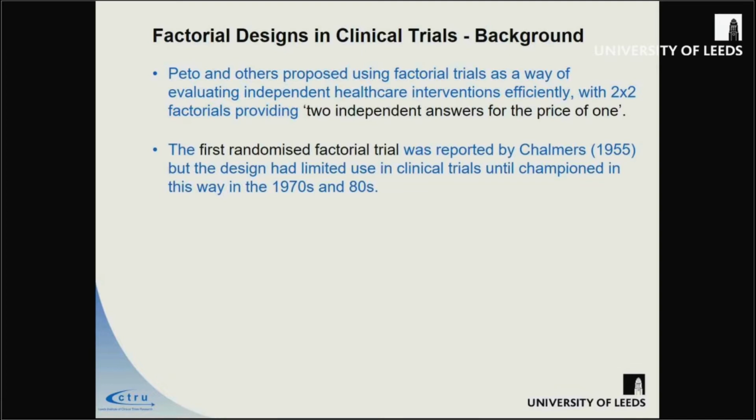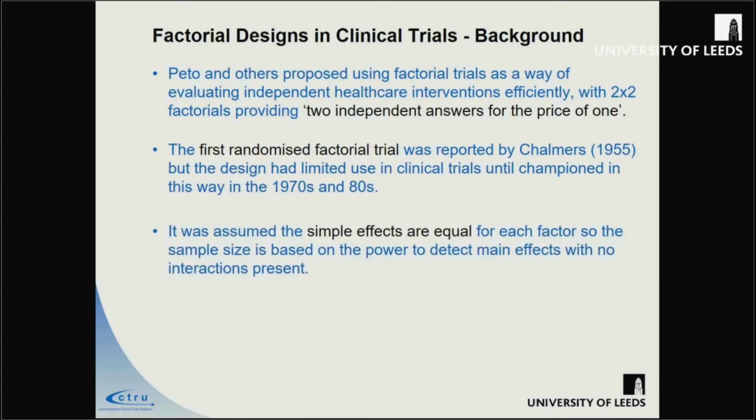So the first randomised factorial trial was reported by Chalmers back in 1955, but the design wasn't really used within the clinical trials community until the 1970s and 80s, when it was used as a way of answering two independent questions for the price of one. As a result of that, they were interested in the simple effects, the effects within the table, and they were assuming that those were equal, and that therefore it didn't matter whether you were interested in the marginal effects or the simple effects, because they were equivalent.